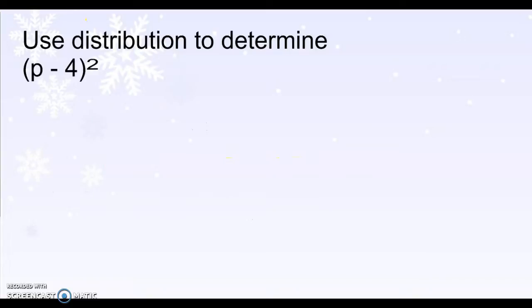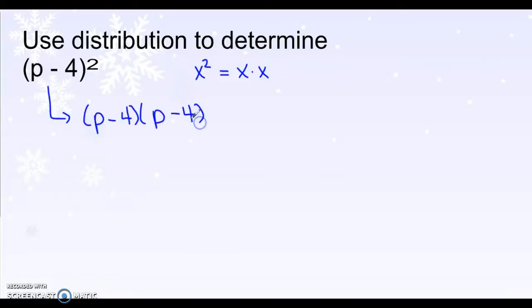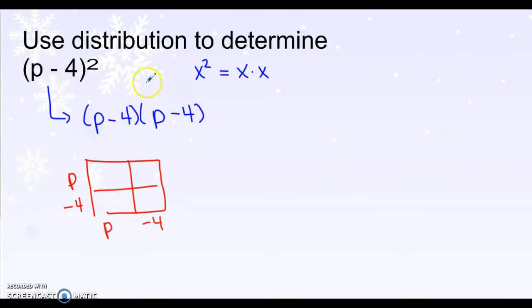And the last type of problem you'll see looks like this. This is p minus 4 quantity squared. Just like if we had x squared means x times x. So if we have p minus 4 quantity squared, that means p minus 4 times the quantity of p minus 4. Now we have a binomial times a binomial, and we can do it one of 2 ways. We can set up our area model, or we can do distribution.